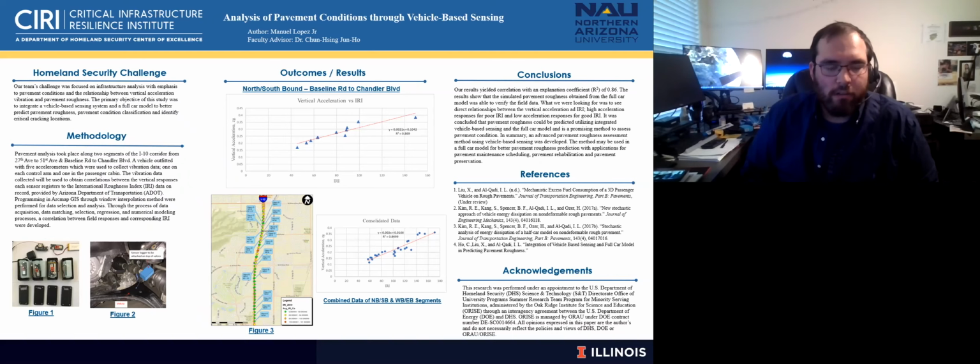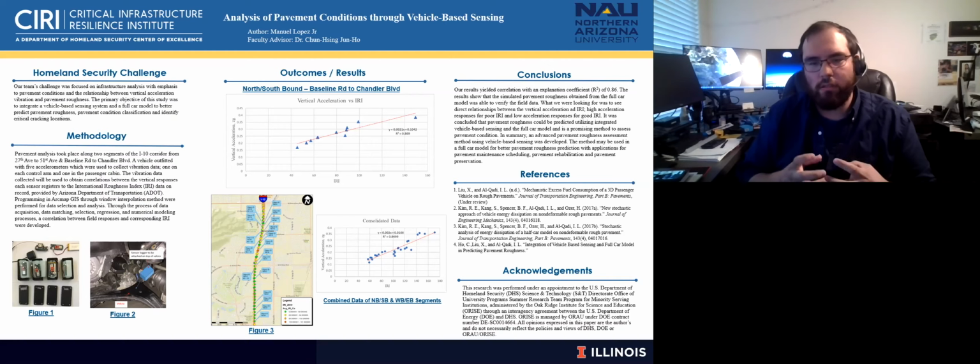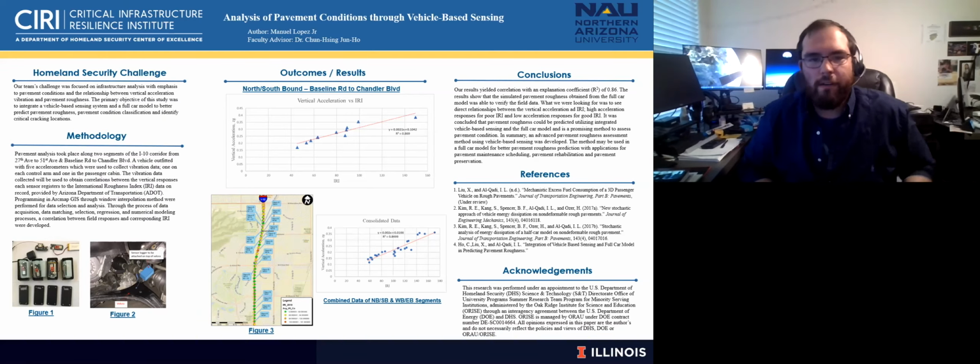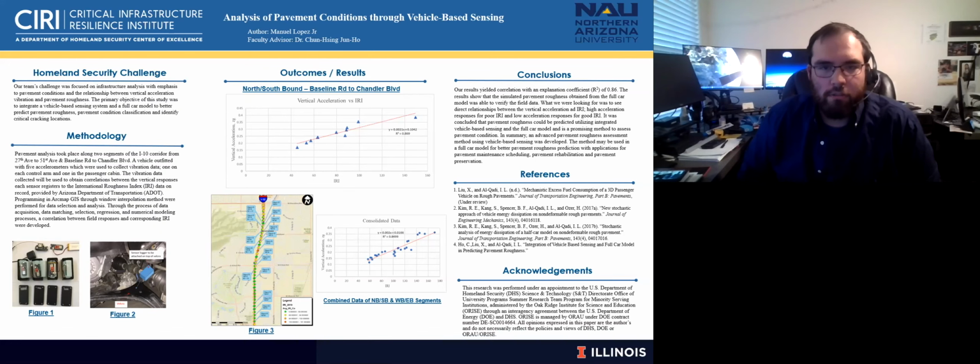Through numerical analysis, after we found the pavement sections and the vertical acceleration points, we brought those back into an analysis software, and from there we plugged it into our full car model in order to develop the graph that you see above at the results. For northbound, southbound, I was able to develop an R squared coefficient of 0.86, which does show a strong correlation between IRI and vertical acceleration.